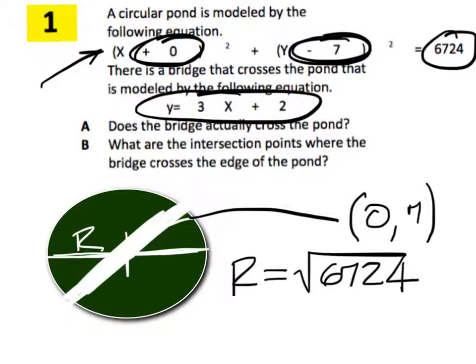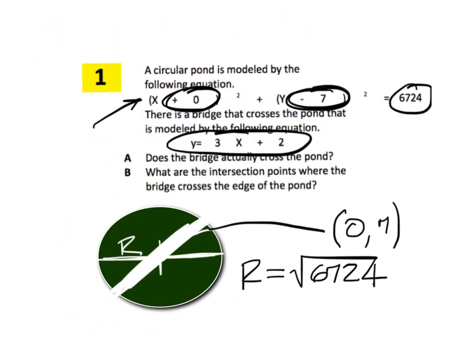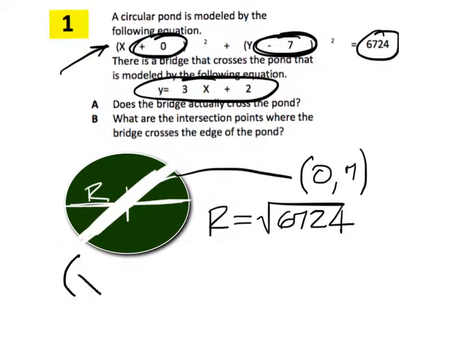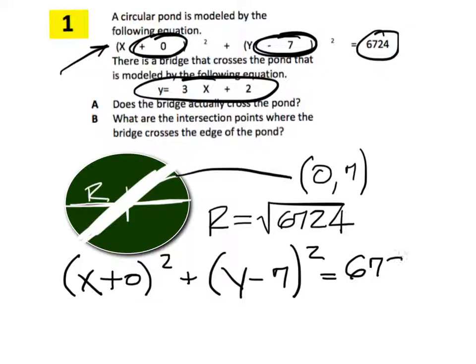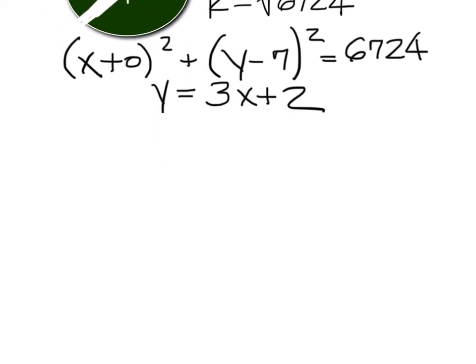And the only way you're going to know this is if these two equations actually work out. So you're going to have to solve for x and y and check these out and see if they actually make sense. So here's what we have. Let's copy them down here below. We have the quantity x plus 0, squared, plus the quantity y minus 7, squared, equal to 6724. And then the bridge is y equals 3x plus 2. So let's start fresh from there.